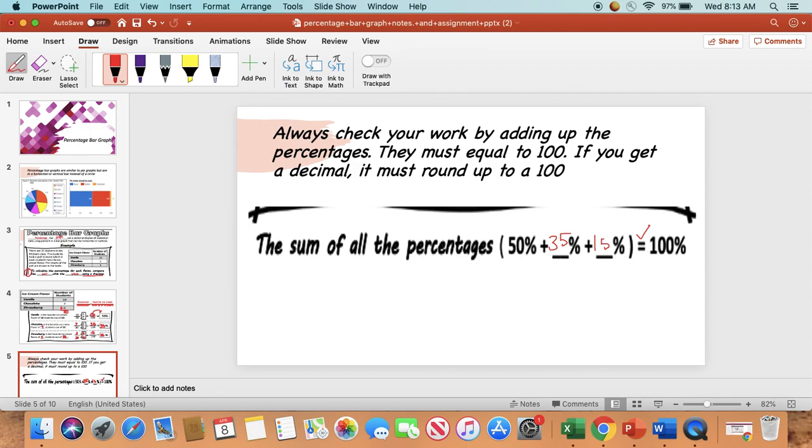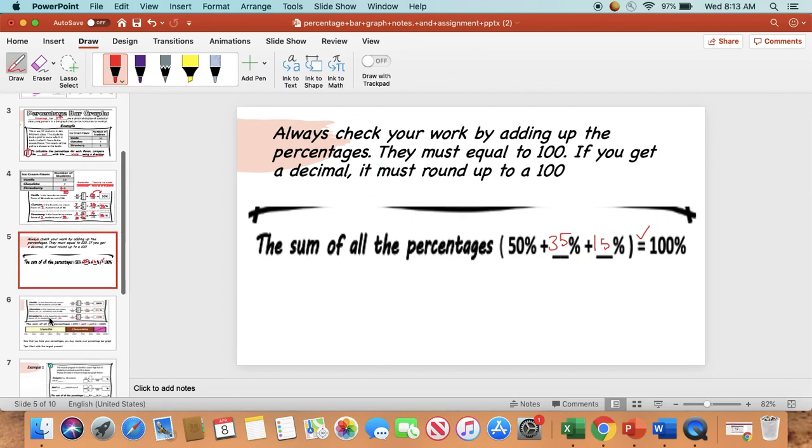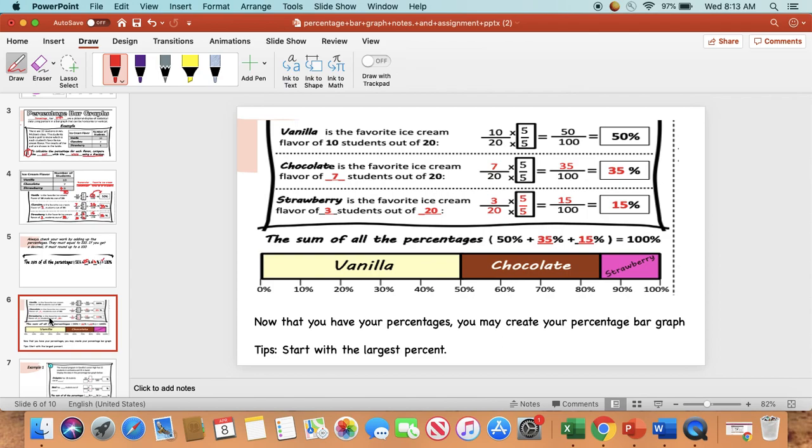So if you add up your percentages and you don't get 100, or if your decimal doesn't round up to 100, then you did something wrong and you have to do your calculations over again. So now it's time to build our percent graph. It's already drawn out here for you, but pretty much you're going to create a rectangle just as shown.